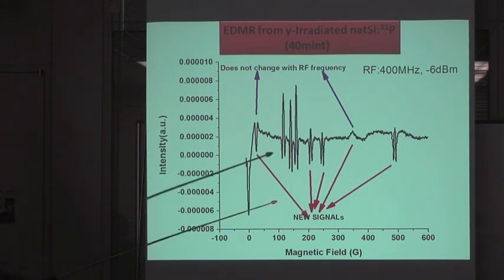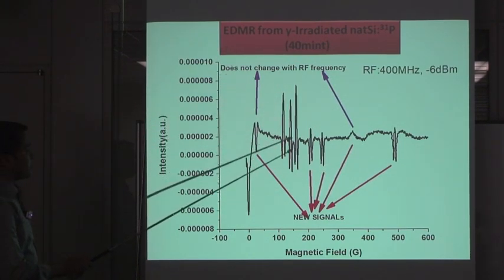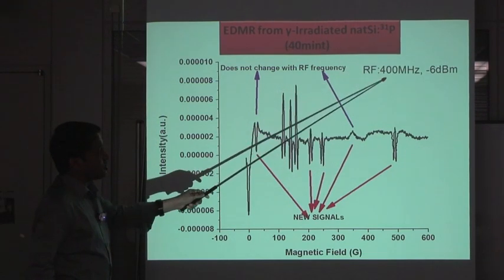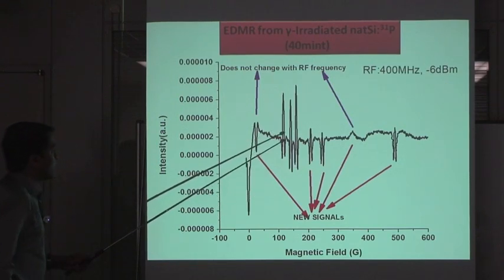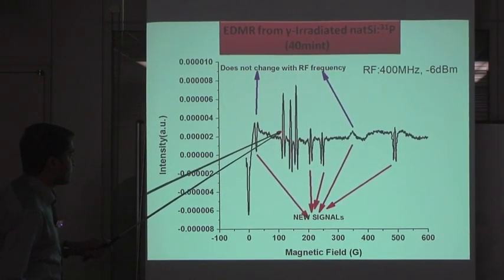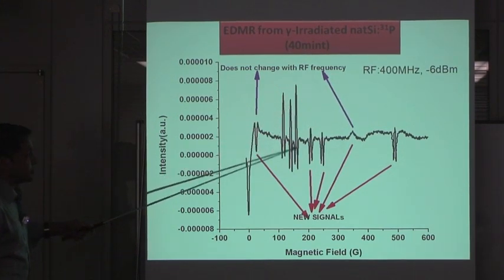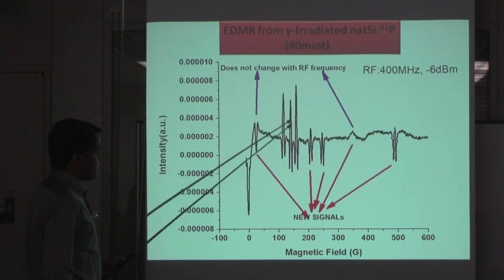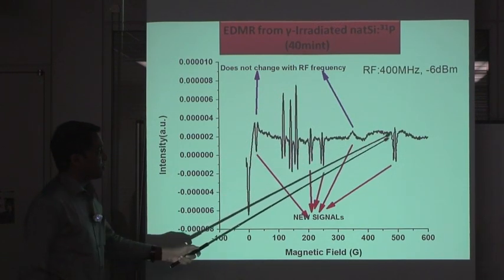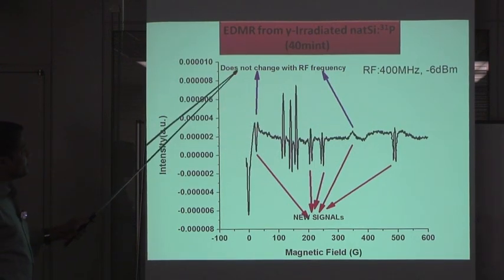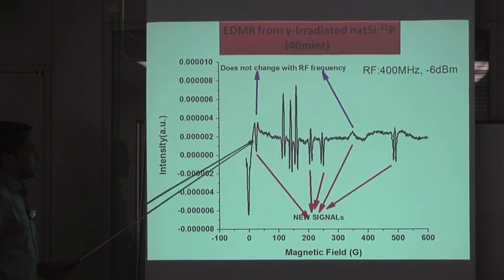This is the EDMR signal of gamma irradiated silicon. This measurement has been done at a radio frequency of 400 megahertz. Now what we see is phosphorus lines. These two are phosphorus lines, and in the center we have a Pb center line, which is a surface center line. Except for this, we can also see four different signals, and there is one other signal here. This signal is independent of our radio frequency.